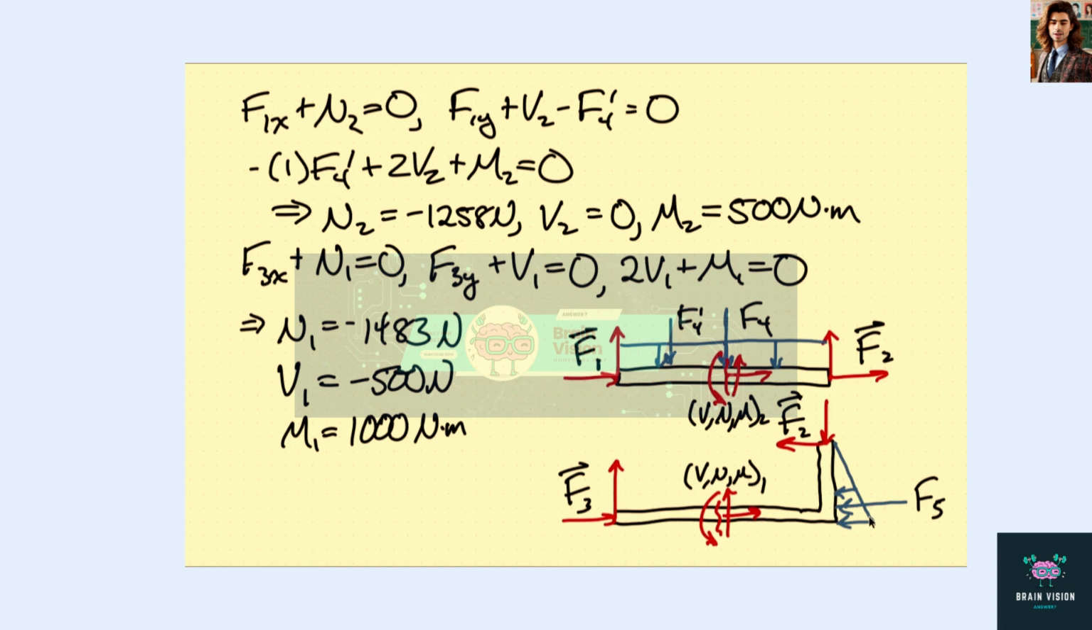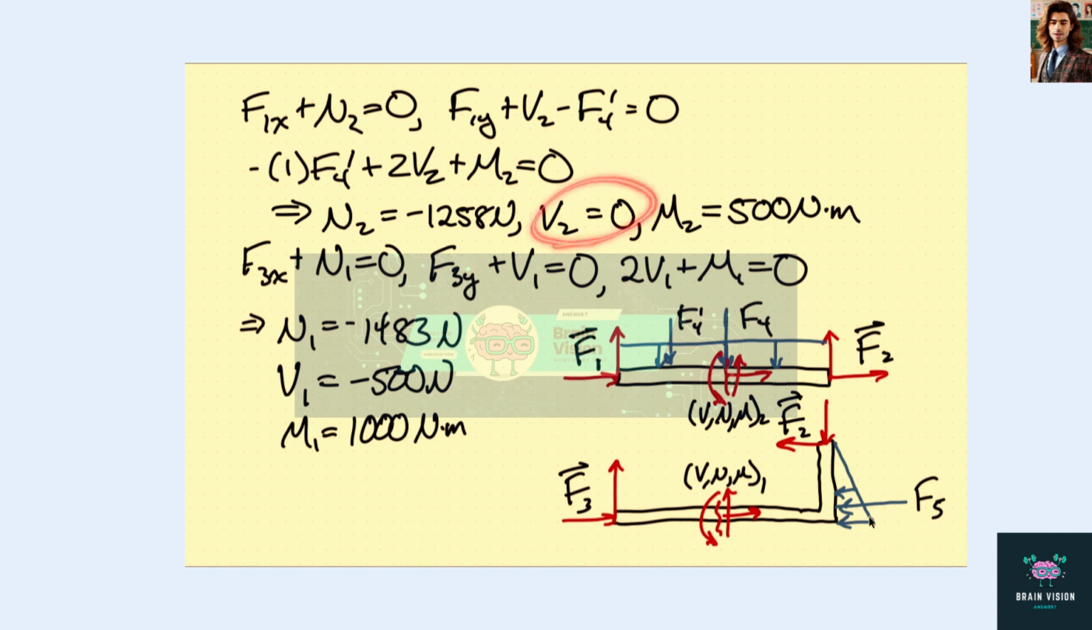We have F1x plus N2 equals 0, F1y plus V2 minus F4 prime equals 0. And then this distance here is 1 meter, so we have minus 1 times F4 prime. This distance is 2 meters, so we have 2 V2, and we have M2. So these three equations will allow us to determine N2, V2, and M2. We get that the normal force at this point is minus 1,258 newtons, so that bar is actually in compression.